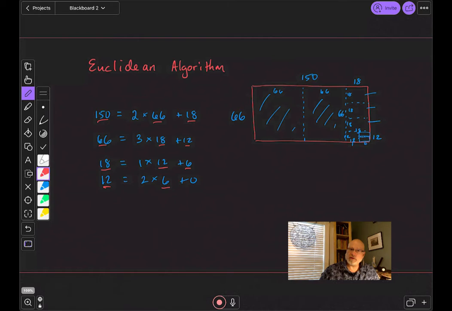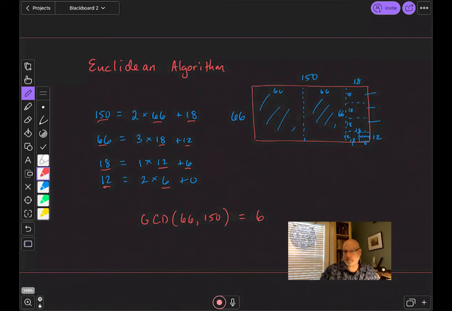So if we were looking for the greatest common divisor of 66 and 150, we've found it. Initially we asked, is 66 it? No, obviously not, because there's leftover. Does 18 go into 66? Nope, there's a remainder. Does 12 go into 18? Nope, there's a remainder. Does 6 go into 12? Yes. So 6 goes into all of the numbers that make up 66 and 150. So the GCD of 66 and 150 is 6.